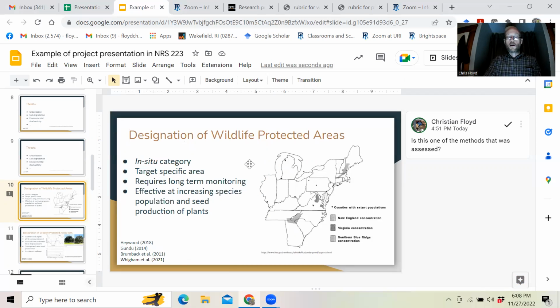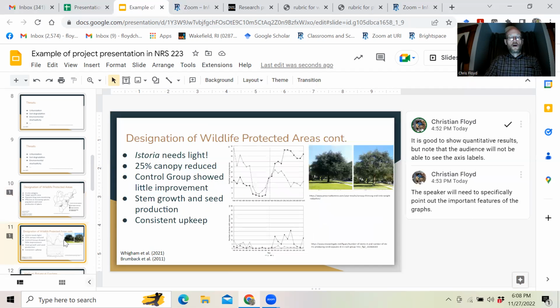But here now we're getting into some of the details. Designation of wildlife protected areas and what is involved in that. And that's what we see right here. Notice again the citations. And this is continued here. This is going to talk about some of the, I guess, more background here on methods. I can't remember exactly what the details were, but here we're getting into, actually, it shows results.